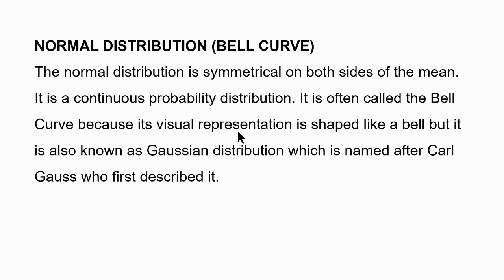Okay, now the normal distribution, or also known as the bell curve, is actually a distribution which is symmetrical on both sides of the mean, and it is a continuous probability distribution. Now, it's called the bell curve because of its visual representation, which is similar to the shape of the bell, and it is also known as the Gaussian distribution because of Carl Gauss, who actually described it.